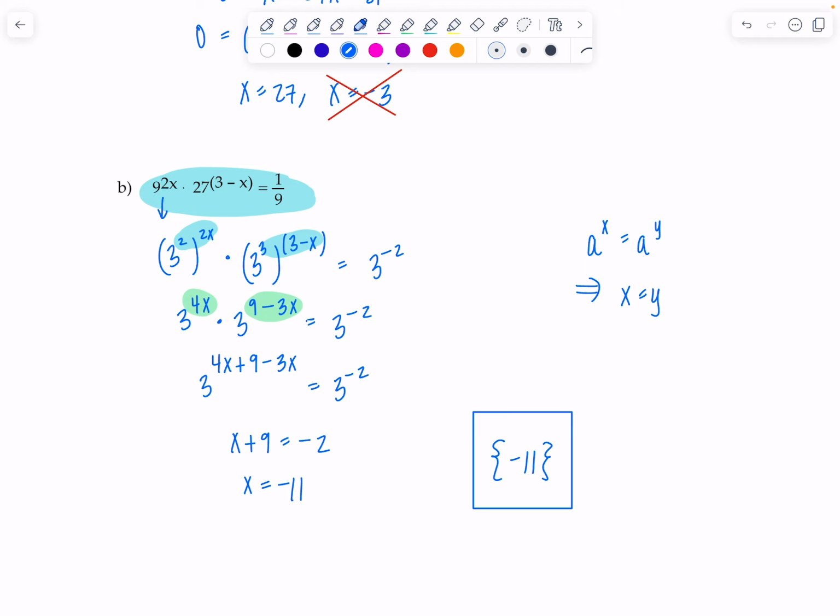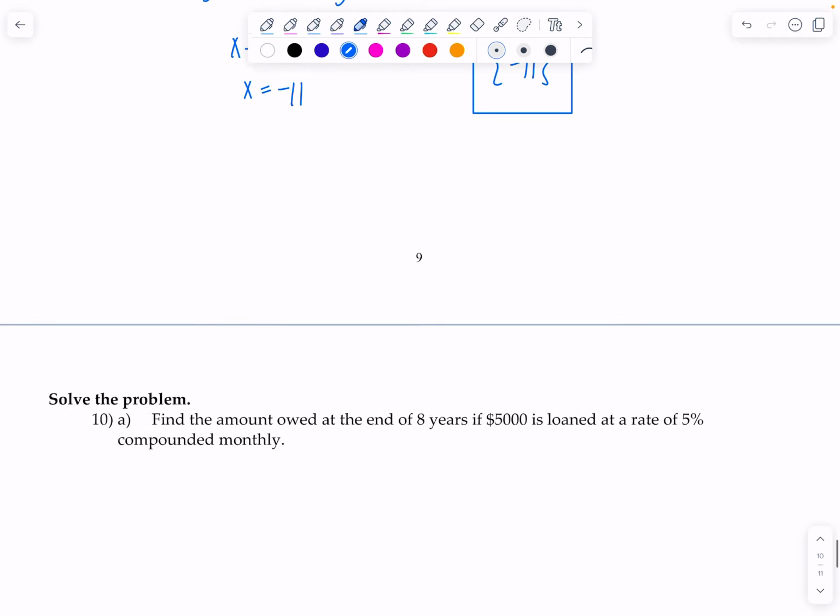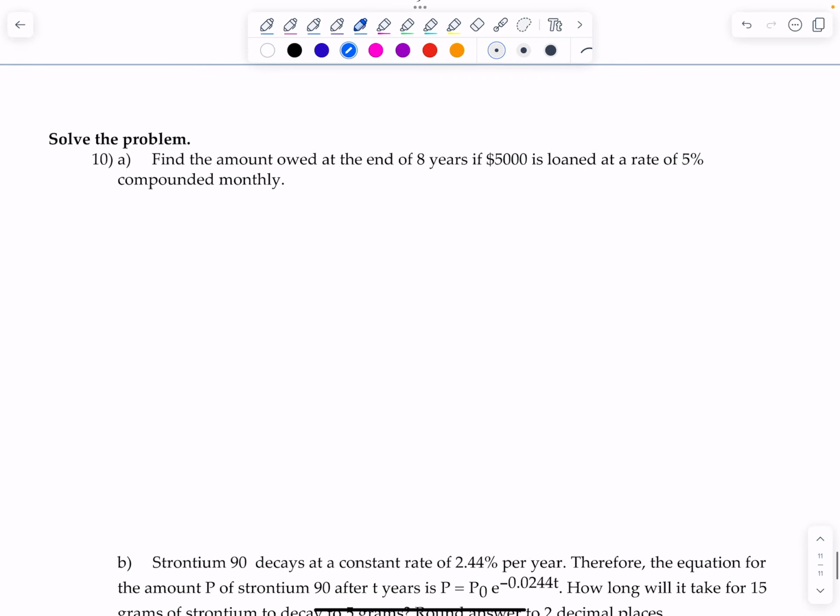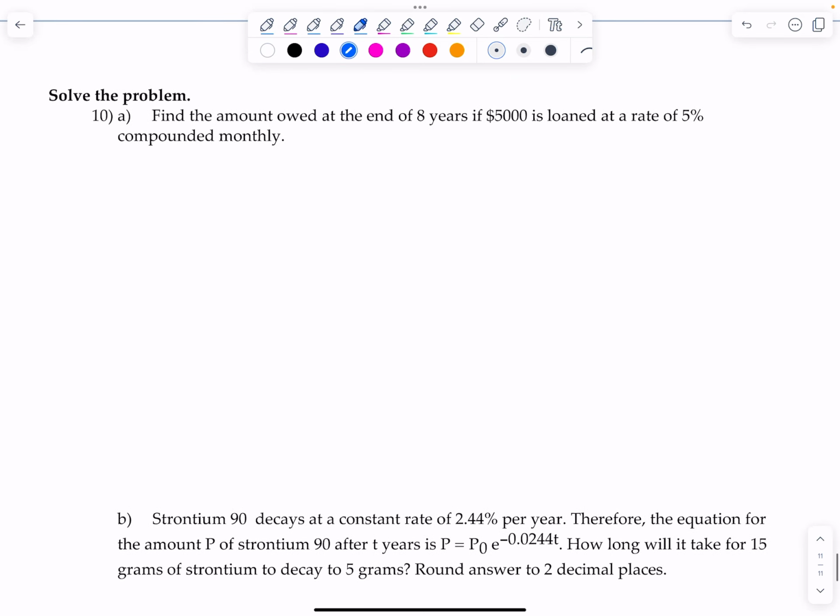Okay. Last problem on the test. I always do 10 questions. 10 points a problem. Interest, exponential growth and decay. So find the amount owed at the end of 8 years if $5,000 is loaned at a rate of 5% compounded monthly. So we have to use the compound interest formula. A equals P times 1 plus r divided by n, raised to the nt.